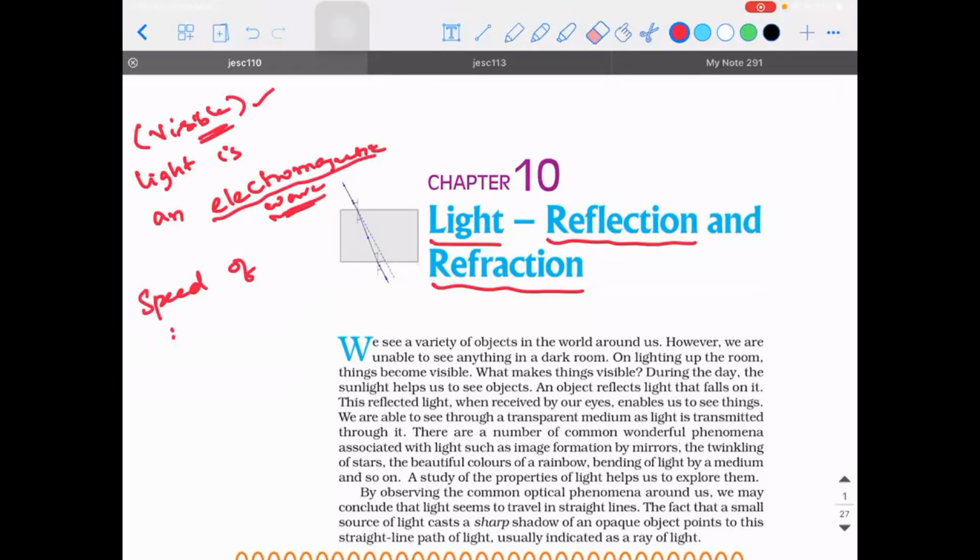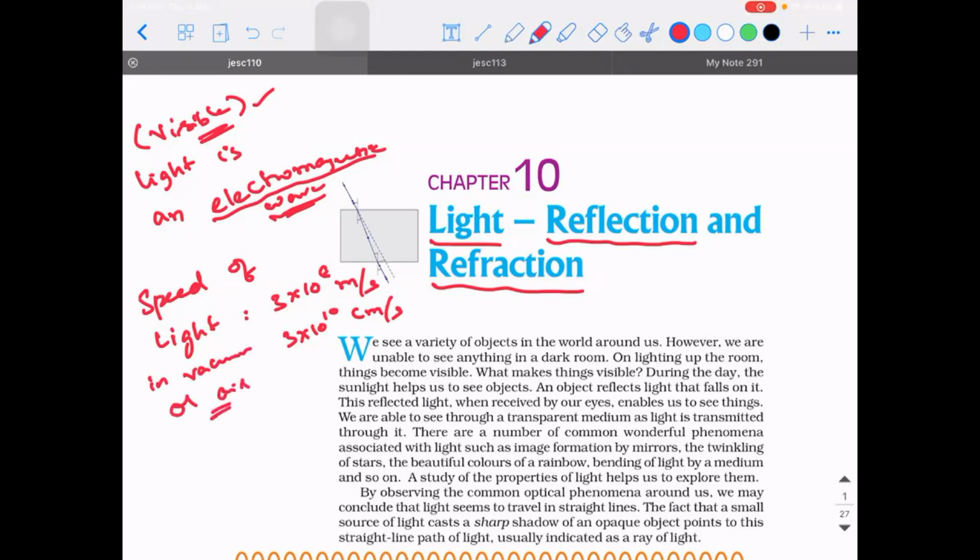So what is the speed of light? 3 into 10 power 8 meter per second, or 3 into 10 power 10 centimeter per second. My question is actually incomplete. Speed of light in what? In vacuum. In vacuum or air.